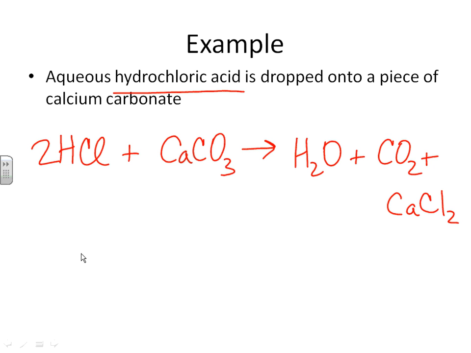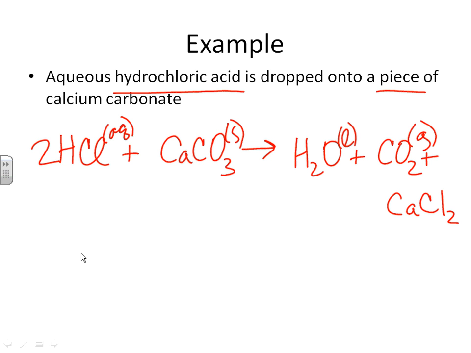So strong electrolytes, phases of matter. Well, it says that the hydrochloric acid is aqueous in the problem. And then it says, and this is kind of key, a piece of calcium carbonate. A piece of calcium carbonate. That is implying that the calcium carbonate is a solid. Water. What phase of matter is water? Water is not aqueous. Water is a liquid. Carbon dioxide, hopefully you feel comfortable saying that carbon dioxide is a gas.